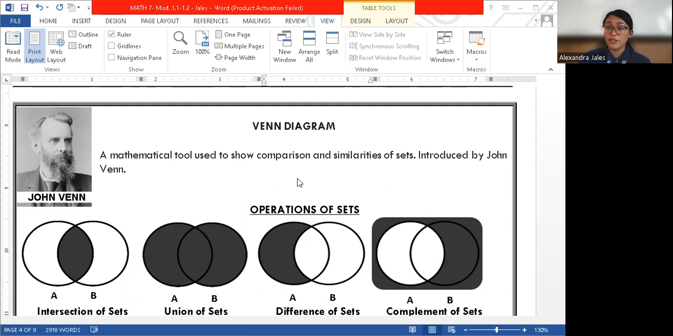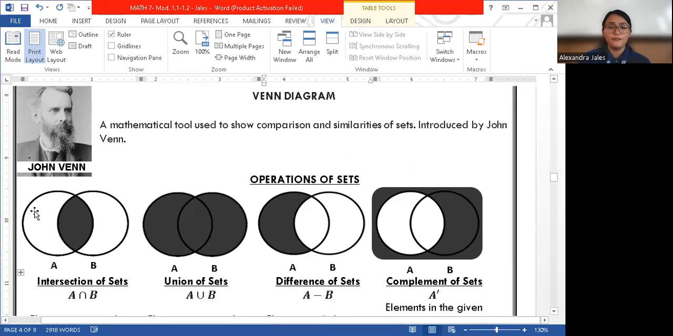So we have here operations of sets. We will use Venn diagrams to compare these following operations of sets. If you will see here, we have this shaded region. This is actually the intersection of sets. We did already discuss how to identify the intersection of sets, the union of sets, and the complements of sets. So here is the way to illustrate that using a Venn diagram. This is the shaded region. That means this is the intersection of sets.